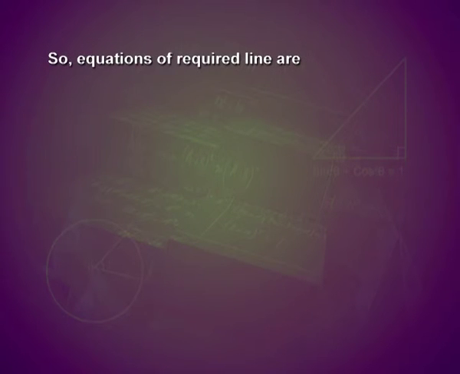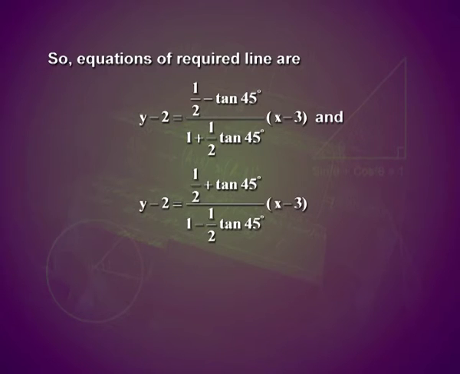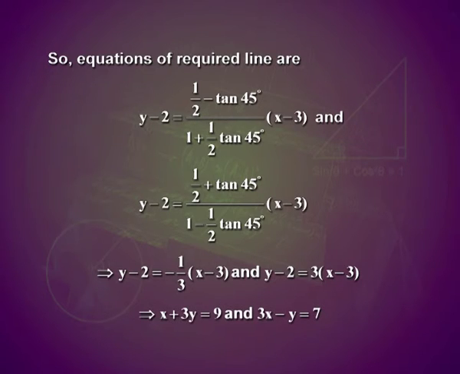So, equations of the required line are y minus 2 is equal to 1 upon 2 minus tan 45 degrees upon 1 plus 1 upon 2 tan 45 degrees into x minus 3, and y minus 2 is equal to 1 upon 2 plus tan 45 degrees upon 1 minus 1 upon 2 tan 45 degrees into x minus 3, that is y minus 2 is equal to minus 1 upon 3 into x minus 3 and y minus 2 is equal to 3 into x minus 3, that is x plus 3y is equal to 9 and 3x minus y is equal to 7.